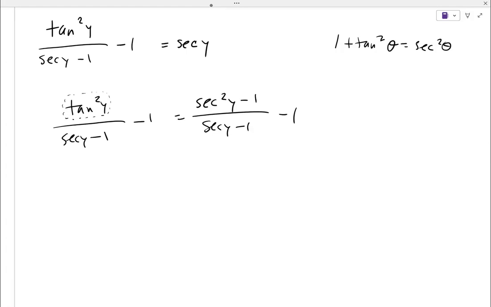You see all the top factors now. That is a top factor. Good. In fact, that's the difference of two squares now on the top, right? Got secant squared y minus a 1 squared, if you will. So I can factor it as basically, yeah, I've got a squared minus b squared, so you do a plus b times a minus b. Now what goes away? Yeah, the secant y -1 goes away.